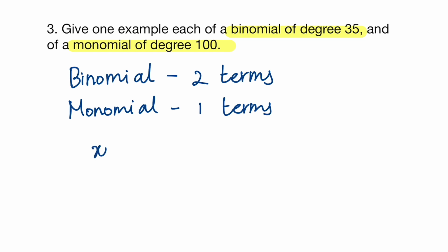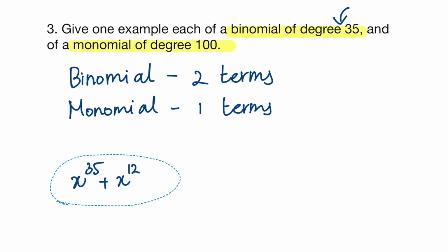Let the first term be x power 35. Okay, so why x power 35? Because they want the degree of this binomial to be 35. Okay, so the degree should be 35. Degree is the highest possible exponent of an expression, right? So the degree is 35 in this case. So for this expression to have degree 35, the other exponents here should be lesser than 35. So let us say we have x power 12. Okay, so we have x power 35 plus x power 12.